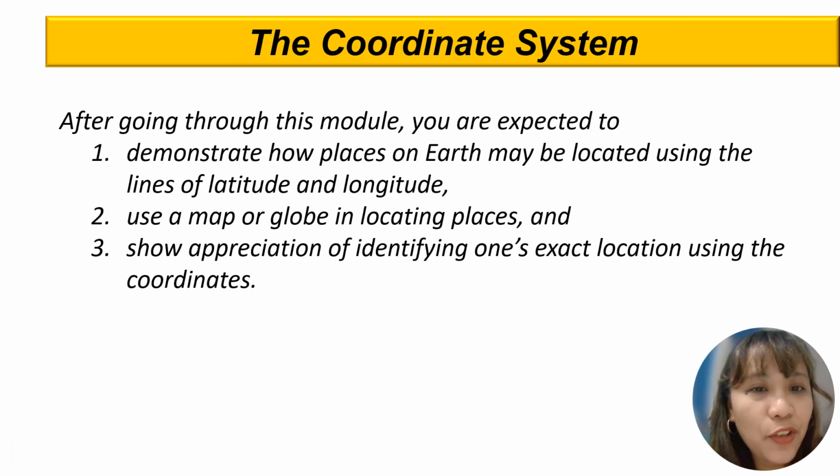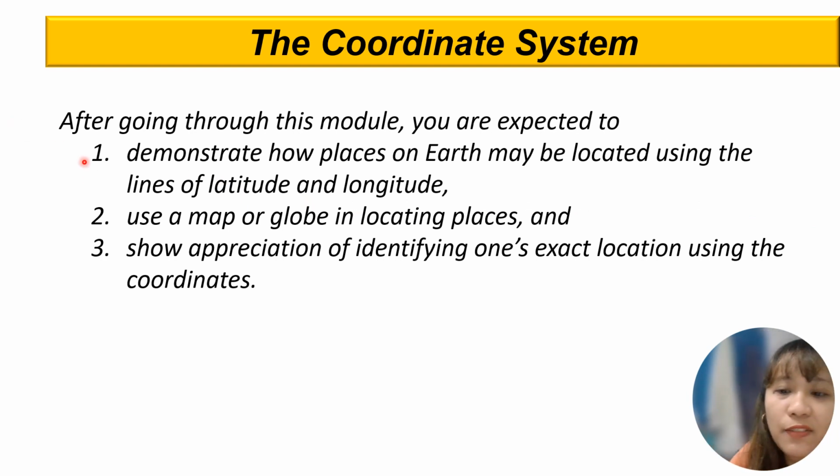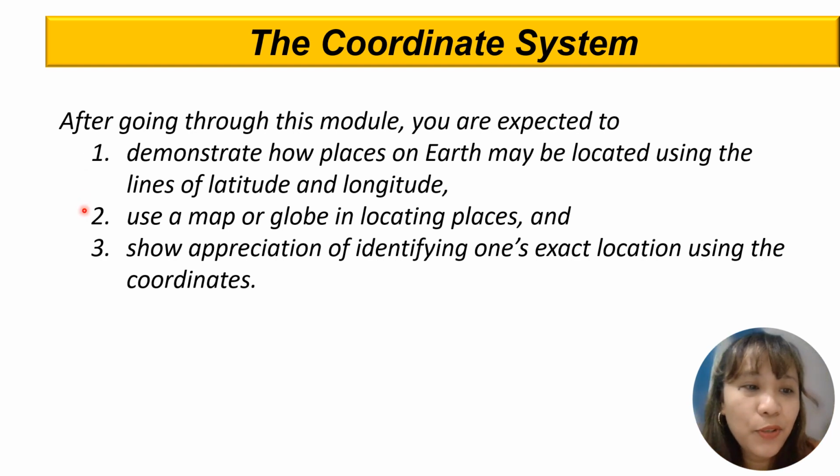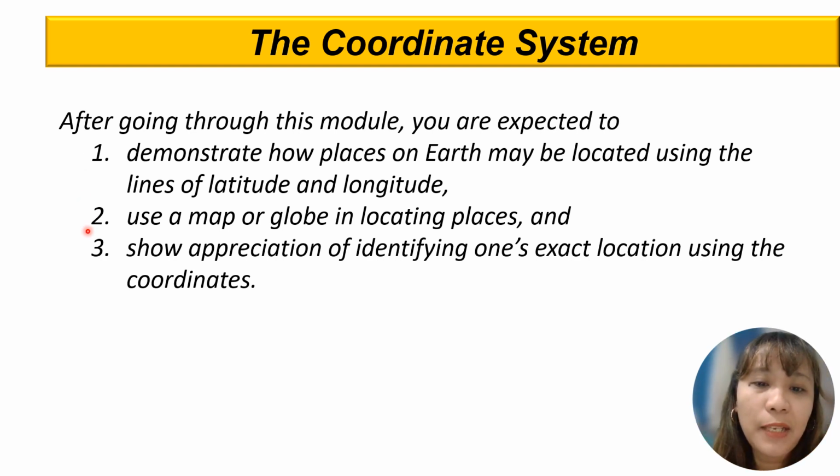The objectives for this module are the following. Number 1, demonstrate how places on Earth may be located using the lines of latitude and longitude. Number 2, use a map or globe in locating places. And of course, show appreciation of identifying one's exact location using the coordinate.